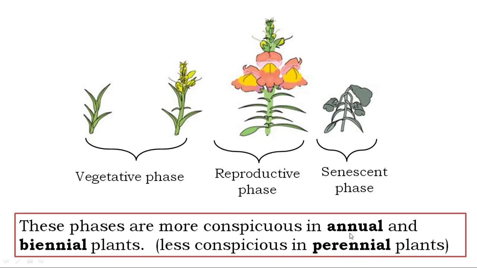Right. So what do we mean by annual, biennial plants? Annual and biennial plants are those plants, right? For example, an annual plant is a plant which grows only for one season.